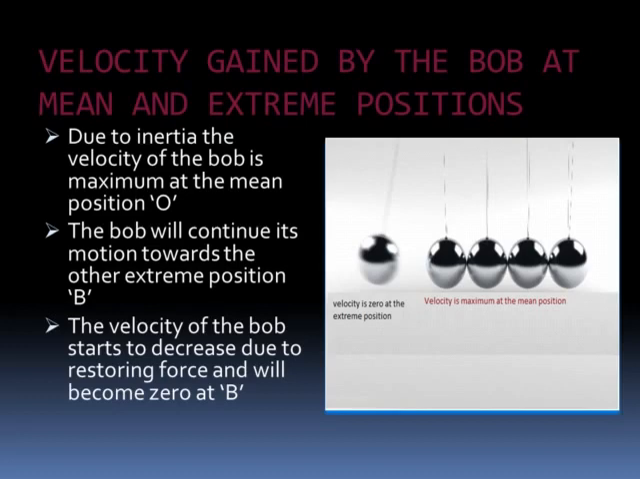In this way, the bob of a simple pendulum exhibits to and fro motion about the mean position O, which is simple harmonic motion. Now here a question arises in our mind: why doesn't the bob stop at the mean position? So the answer to this question is that the bob doesn't stop at the mean position due to inertia, and also the velocity of the bob is maximum at its mean position or equilibrium position.